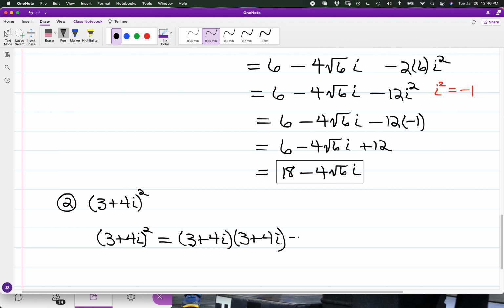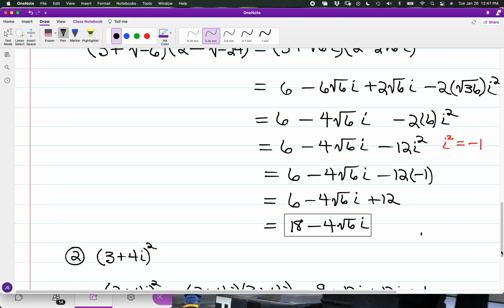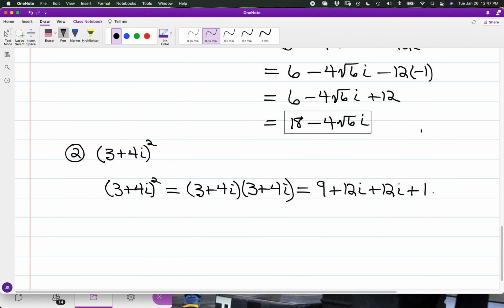And again, if I were to use the FOIL method, I have 3 times 3 is 9, 3 times 4i, so this will make 12i. Inside product, we have 12i. And for the last product, we have 4 times 4 is 16, so 16i squared. And again, we have 9, 12i plus 12i will make 24i.